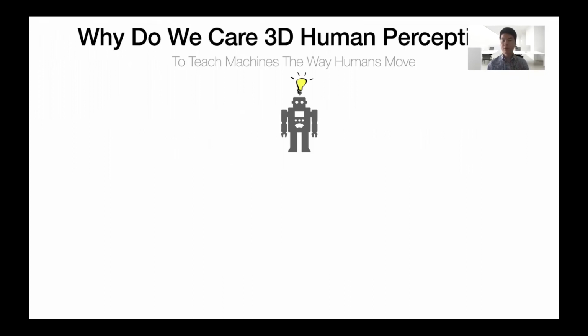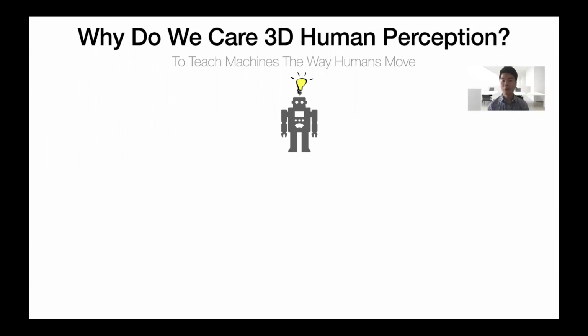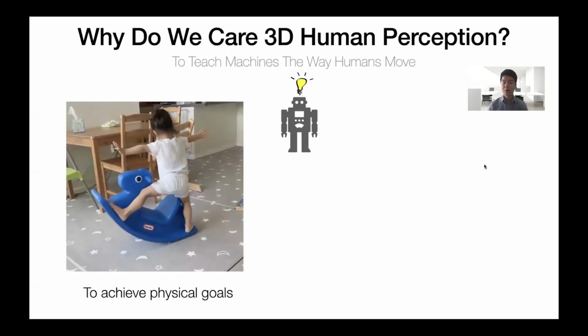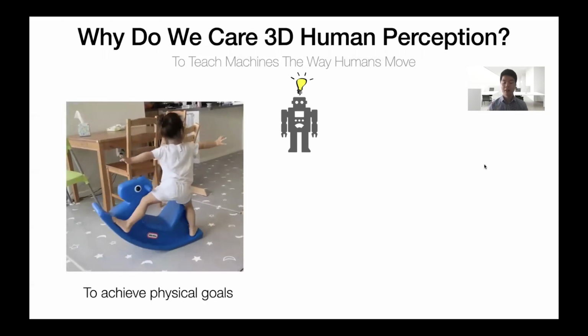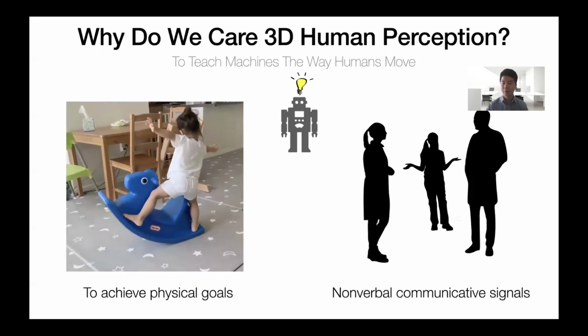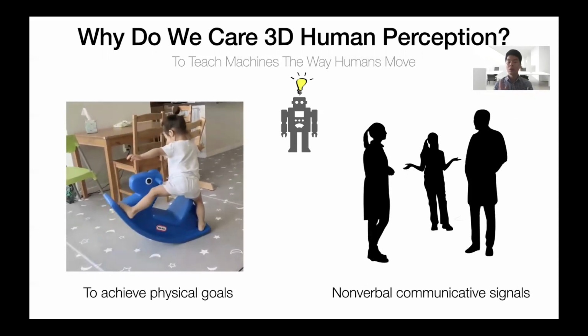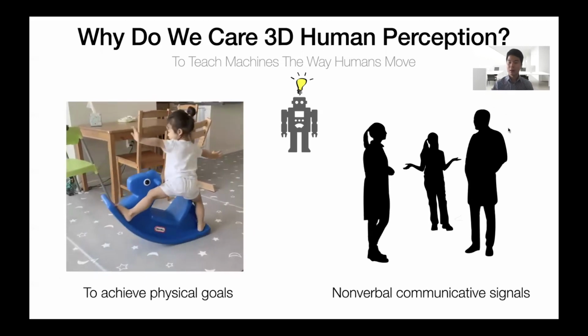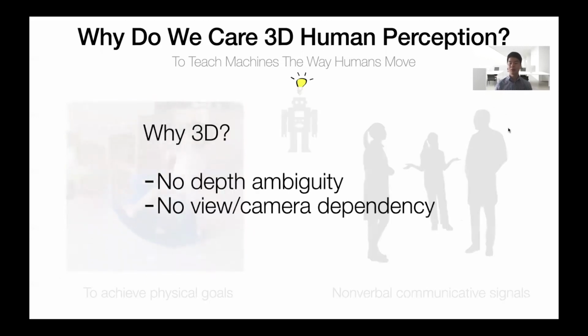So before starting this tutorial, let's consider why we are interested in 3D human perception. One of the very strong motivations I have is to teach machines the way humans move. As you may imagine, humans move to achieve some physical goals and for communication. And we really want to make a machine move like humans. Especially, we want to do that by using some 3D human motion data we collected from natural human behavior.